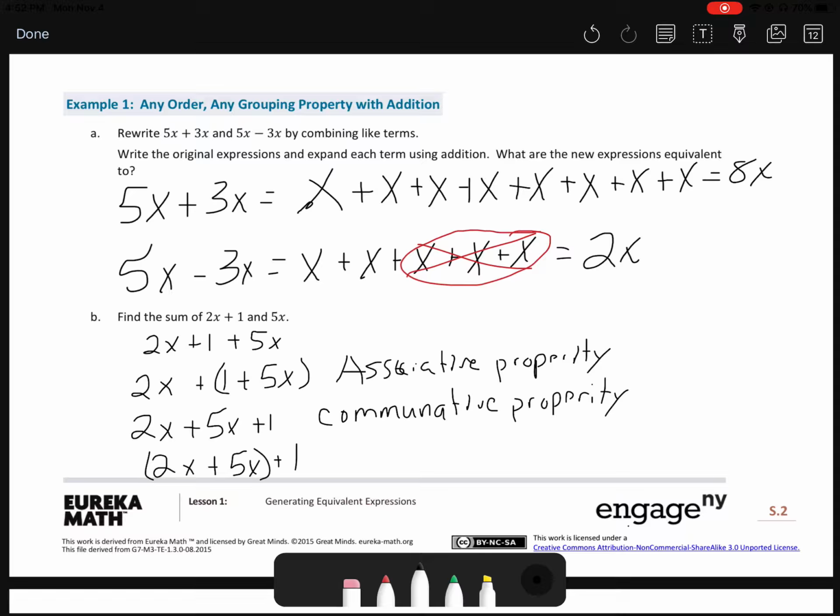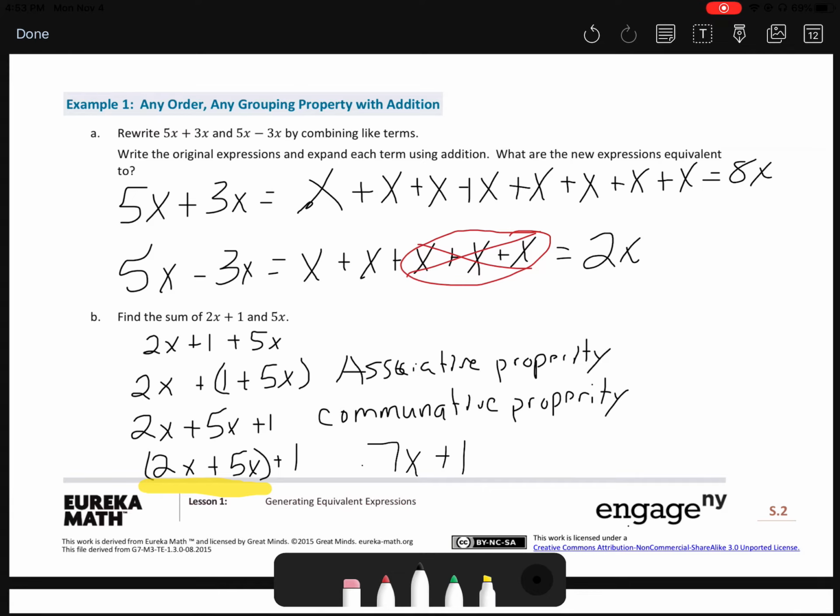And now I can combine my like terms. And just like I did before, 2x plus 5x would equal 7x, 7x plus 1. And I will get my answer.